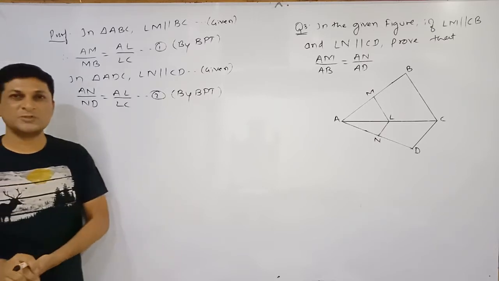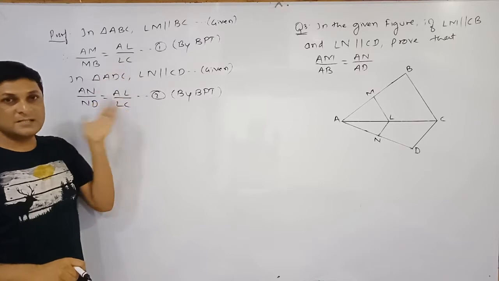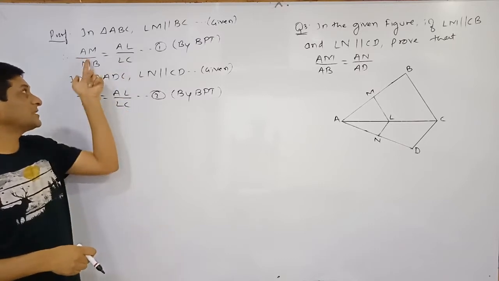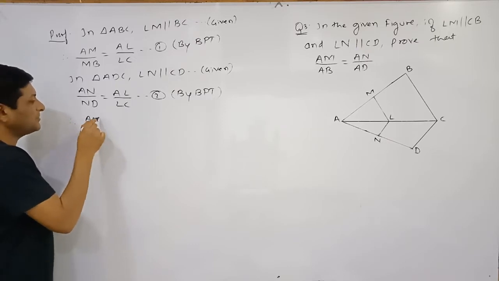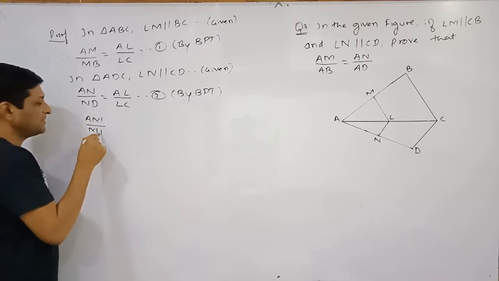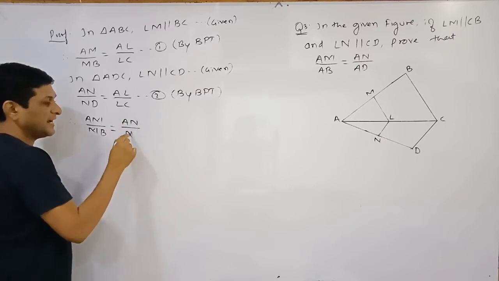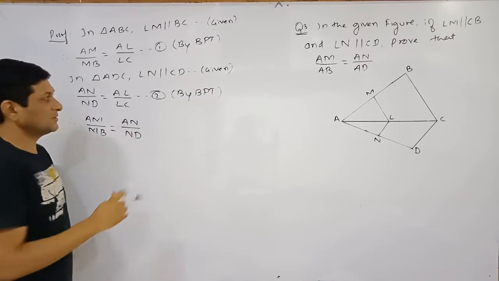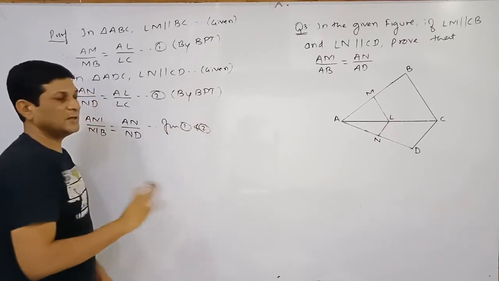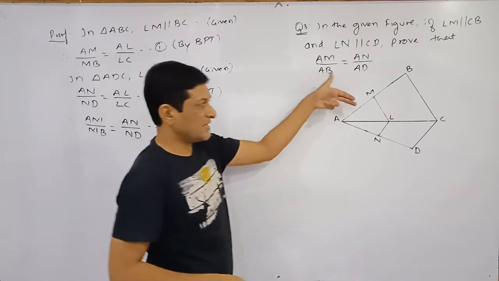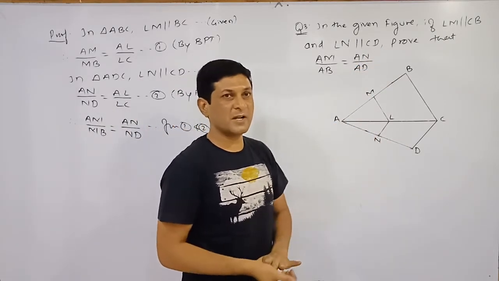Now if you observe these two equations very carefully, check whether their right hand sides are equal. Since right hand sides are equal, we can say that their left hand sides are also equal. So therefore AM upon MB will be equal to AN upon ND. Okay. So this result we have got from equation first and second. Now we have shown that these ratios are equal, AM upon MB is equal to AN upon ND. But this is not our required result.